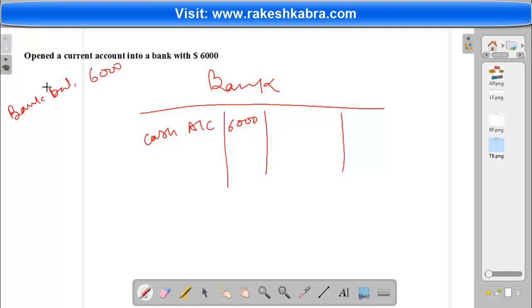Okay, so it means that if in the question it is given as bank balance, we are to assume that it is debit balance. See, total of debit side is 6,000 and total of credit side is 0. So bank account is showing a debit balance of 6,000, and it is known as what? Bank balance. Bank balance means bank account showing debit balance.